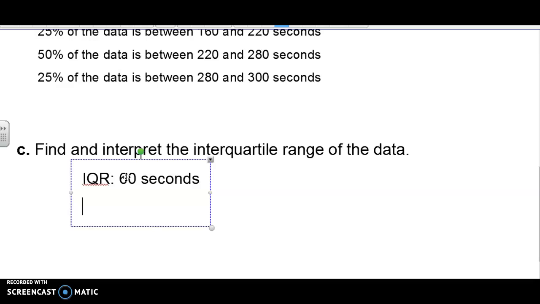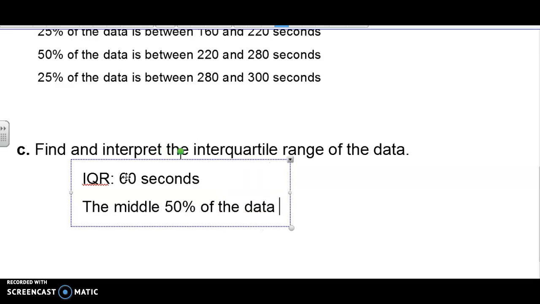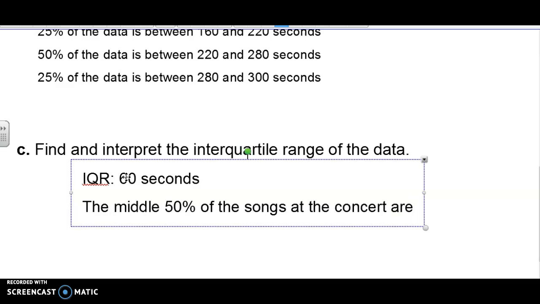So to interpret it, you would say that 50% of the data, or the middle 50% of the songs at the concert, are 60 seconds apart in length.